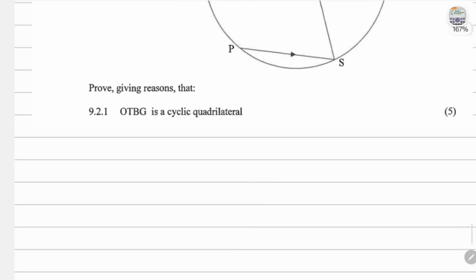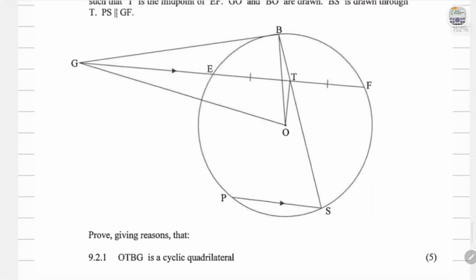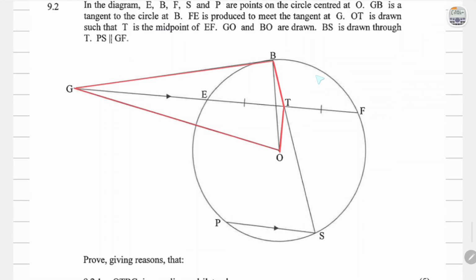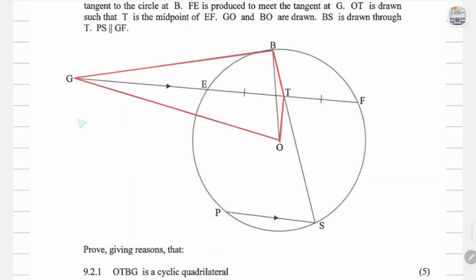So the first question, 9.2.1 says, prove, giving reasons, that OTBG is a cyclic quadrilateral. So let's see what they are referring to. OTGB is this over here. So we have to prove that this is a cyclic quadrilateral. Okay, so it would mean that it would be within its own circle.